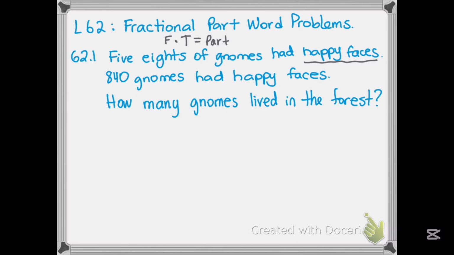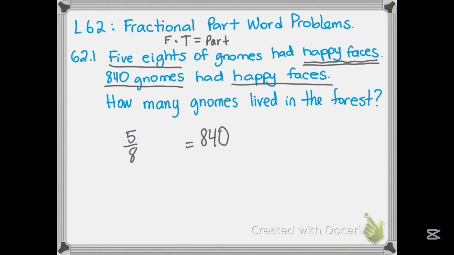So notice that the 5/8 is relating to happy faces, or is talking about happy faces. And 840 gnomes also is talking about happy faces. So the fraction 5/8 relates to the part 840. And we always have to make sure that these two, the fraction and the part, are talking about the same category. So then we multiply times total, which is what we don't know, and now we have our equation.